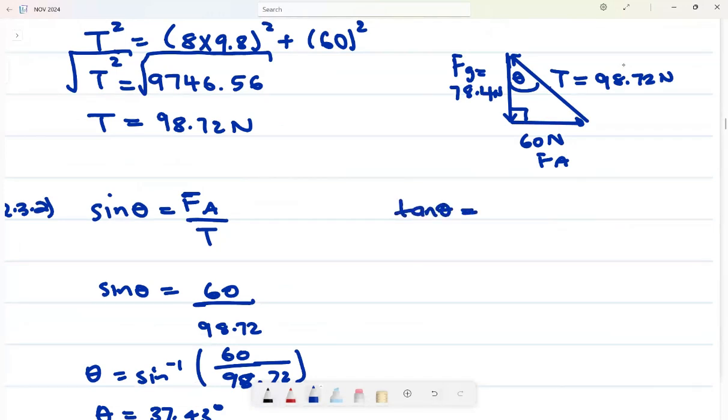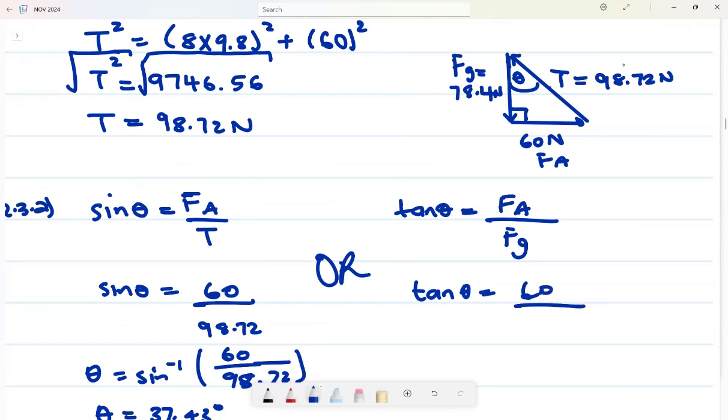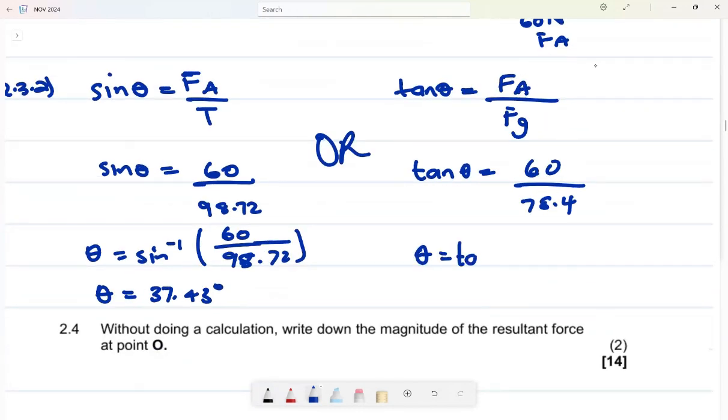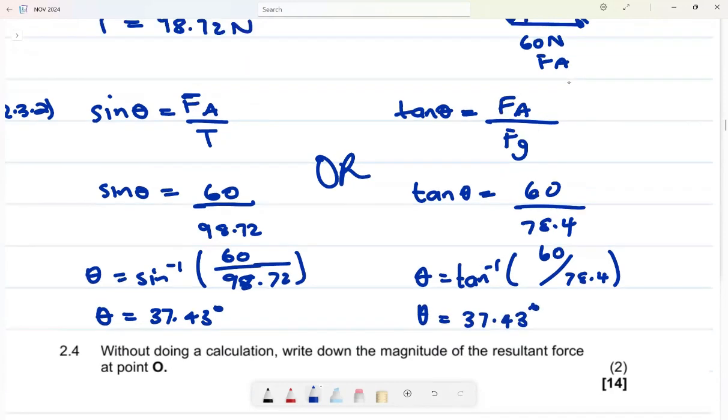Or someone might say, and I like to use tan theta, it is equal to opposite, which is FA, divided by adjacent, which is FG. And then tan theta is equal to 60 divided by 78.4, where now theta is going to be arctan of 60 divided by 78.4, and then your answer should be the same. Degrees. Don't forget the degrees.